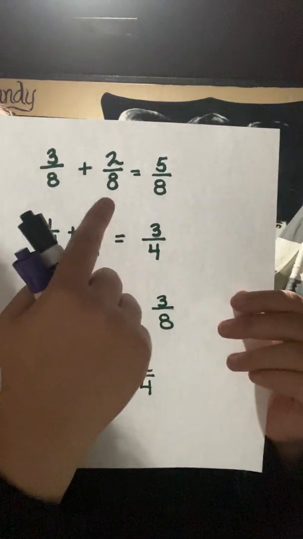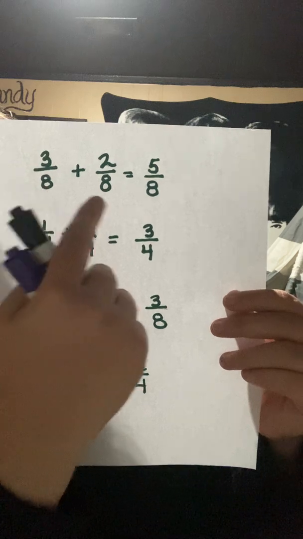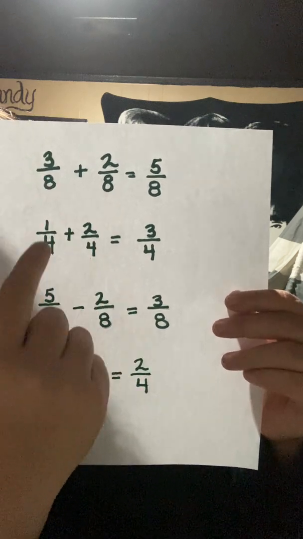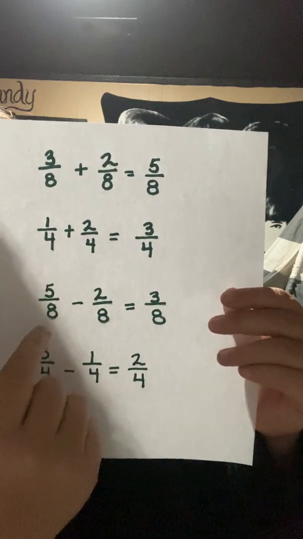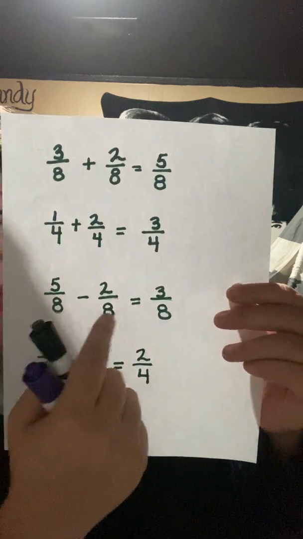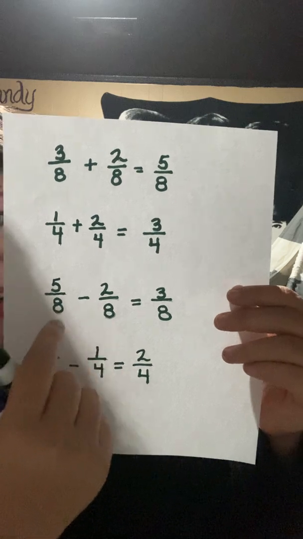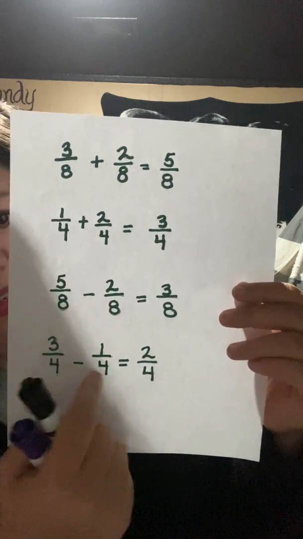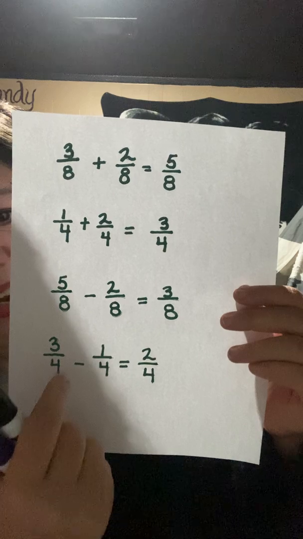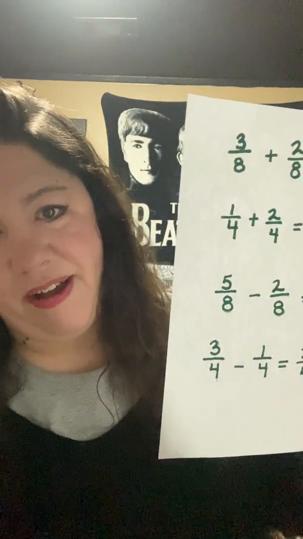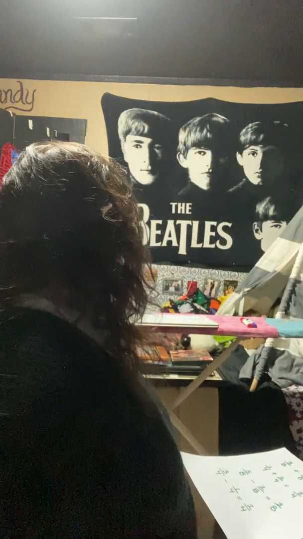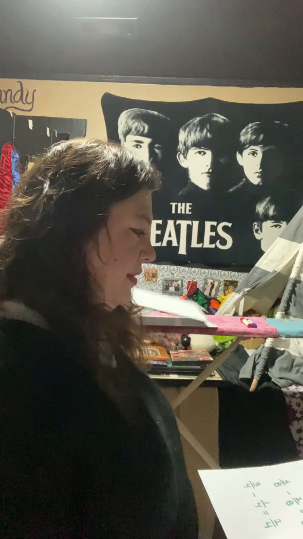This is adding two fractions together, and look, the denominator is the same. This is adding two fractions together, and look, that bottom number is the same. This is subtracting two fractions, and look, the bottom number is the same. This is subtracting two fractions again, and the bottom number is the same. So we have to figure out how to do that. So let's do the first one.